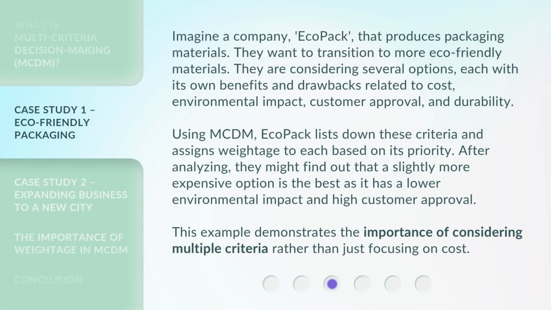Imagine a company, EcoPack, that produces packaging materials. They want to transition to more eco-friendly materials. They are considering several options, each with its own benefits and drawbacks related to cost, environmental impact, customer approval, and durability. Using MCDM, EcoPack lists down these criteria and assigns weightage to each based on its priority. After analyzing, they might find out that a slightly more expensive option is the best as it has a lower environmental impact and high customer approval. This example demonstrates the importance of considering multiple criteria rather than just focusing on cost.